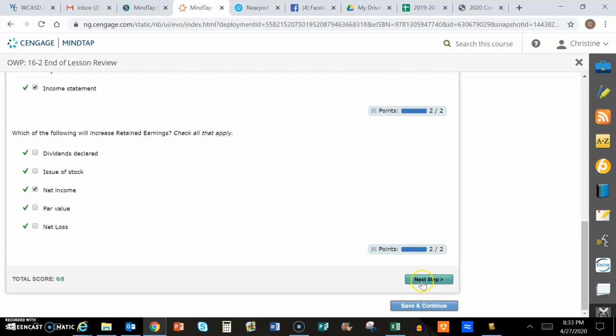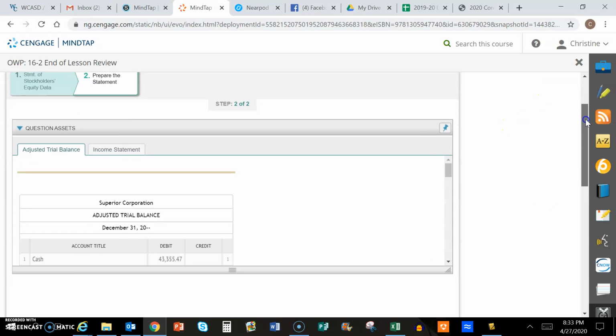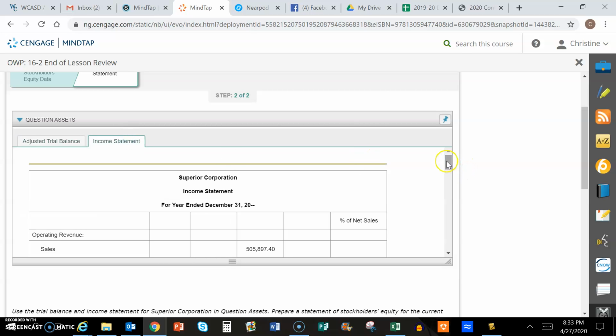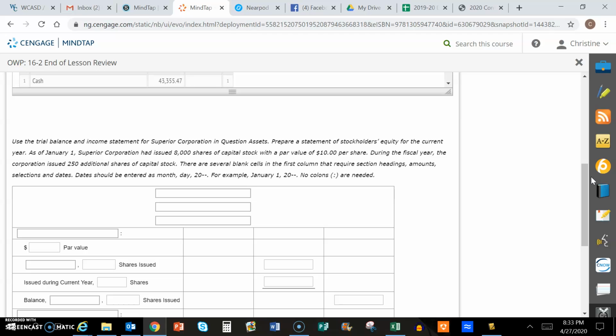Let's go to the preparation. Here is the income statement that we did in the previous section, and here's your adjusted trial balance. We're going to use both of those. The instructions say use the trial balance and income statement for Superior Corporation and prepare a statement of stockholders' equity for the current year. As of January 1st, they had 8,000 shares at $10 per share. That's important. During the fiscal period, they had an additional 250 shares issued, so they sold 250 additional shares of stock.